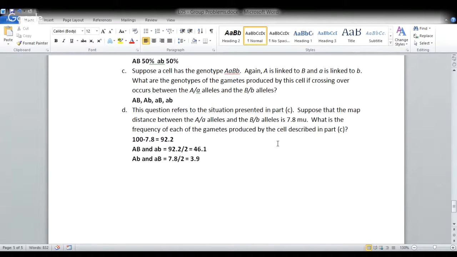And then in D, it gives us a 7.8, so we just subtract that from 100. So we have 92.2, and you divide that further, so you divide that by 2, and that's 46.1, and that'll be for both your homozygous genotypes. And then the 7.8 that we're given, you just divide that by 2 to get your 3.9, and that's for the heterozygous. But yeah, so I mean, that's how we did our work.